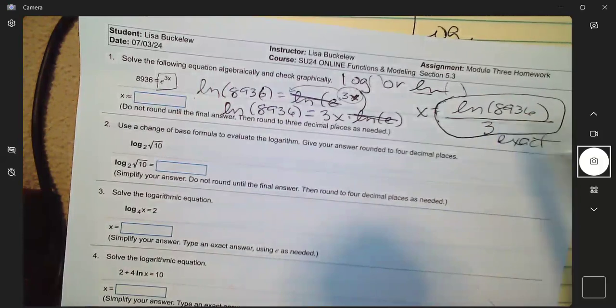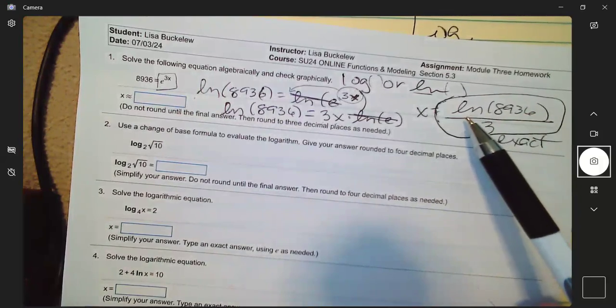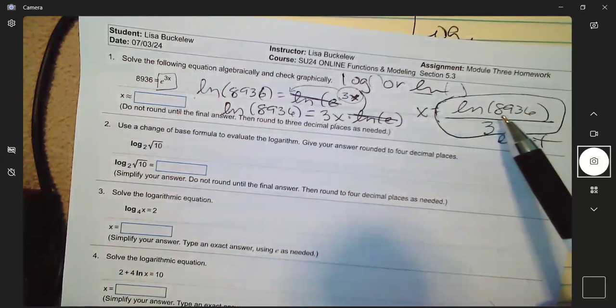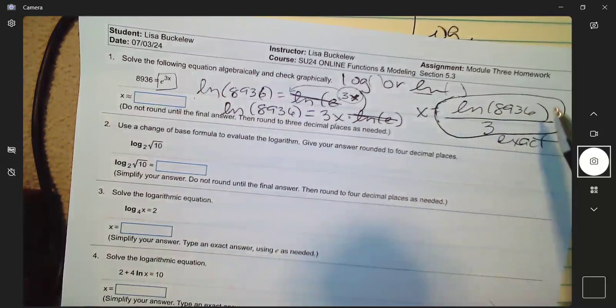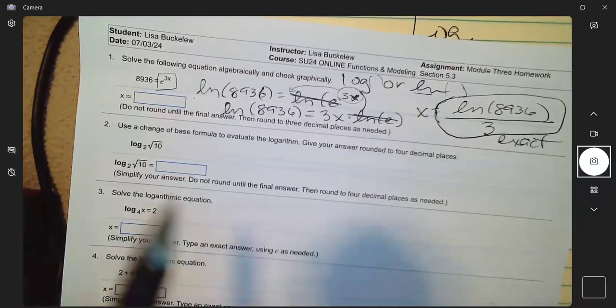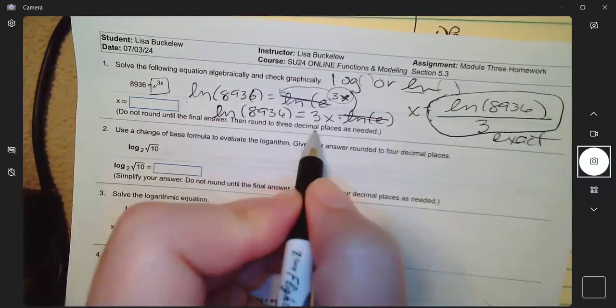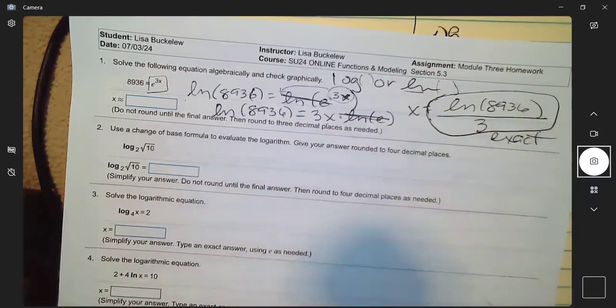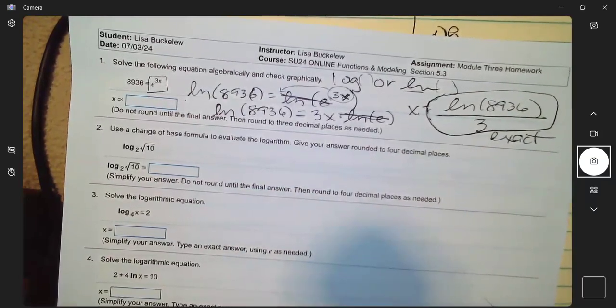If I needed a decimal estimate, I could go to Desmos or another calculator and do natural log of 8936, make sure you close the parentheses, and then divide that answer by 3, and that gives us x. So whatever it is in the calculator, notice it does say round to 3 decimal places. So whatever it is, I would round it off, but I'm going to move on to the next one.